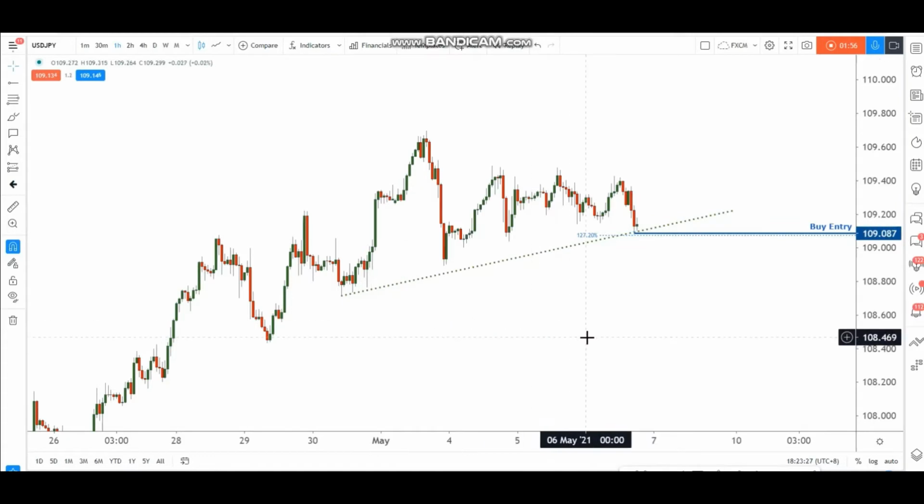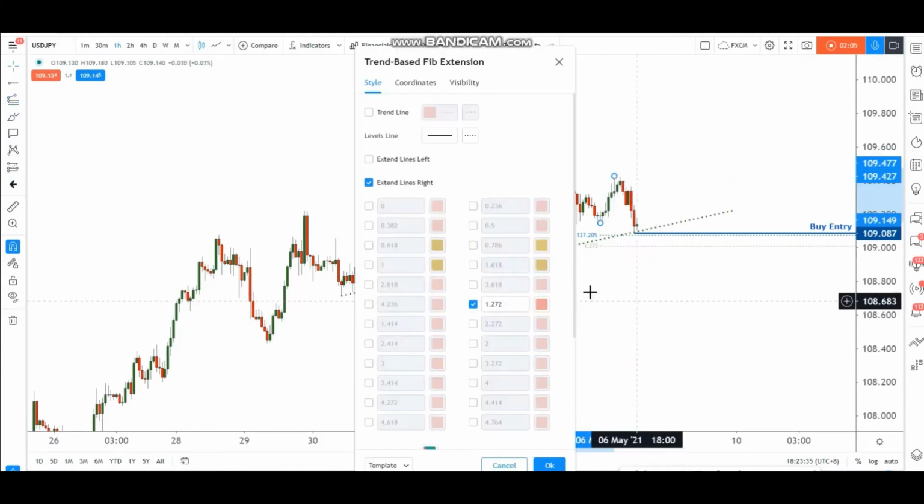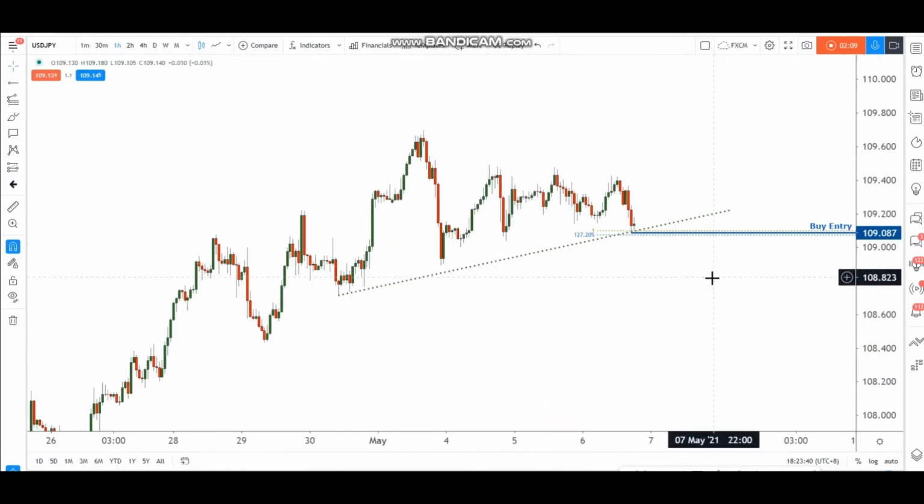Next, we can take a Fibonacci extension. So for extension, I can take 3 points, 1 point, 2 point, 3 point. And if I open up the 100% level, you can see that the 100% level is directly at our buy entry. Next, we can find our stop loss level.